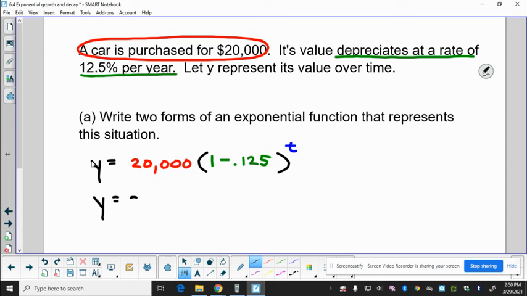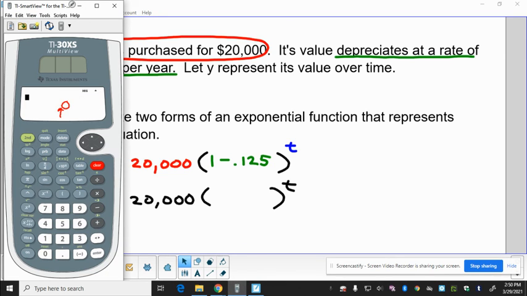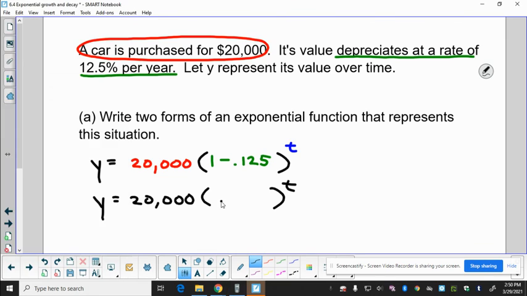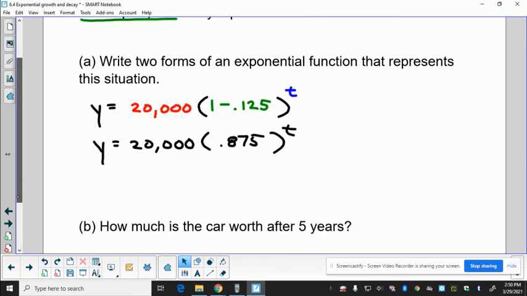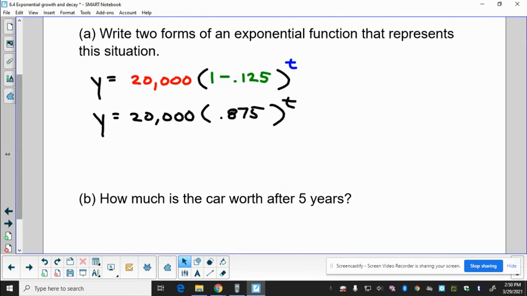Now, what's the other form of this? Let's take a look. So it's $20,000. And then what I need to do is maybe go to my calculator. Let's see, what is 1 minus 0.125? Well, that's 0.875. That's what I could put in here, which means 87.5% of this car remains, a value remains every year.